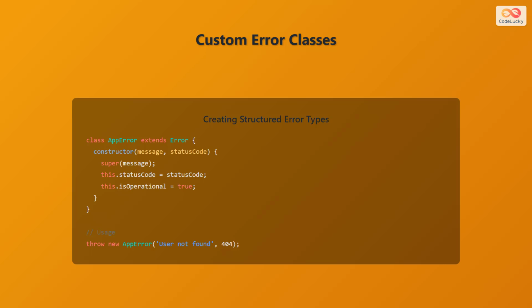Here's how to define a custom error class. Create a class that extends the built-in Error class. In the constructor, call the super constructor with the error message. Define any additional properties that you want to include in your custom error class, such as a status code or an isOperational flag. Now let us see how to use a custom error class. When an error occurs, throw an instance of your custom error class. This allows you to provide more specific information about the error to the error handling middleware.